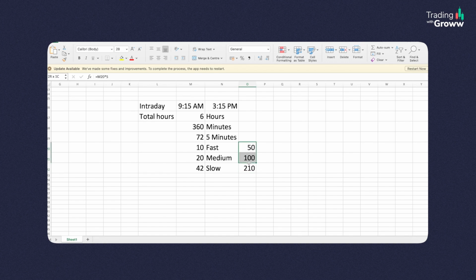So if you add all this, you are going to get 360, which is 360 minutes. If you add all these 5 minutes charts, you are going to get 72 five-minute charts. So this is how we have created three different moving average strategy.